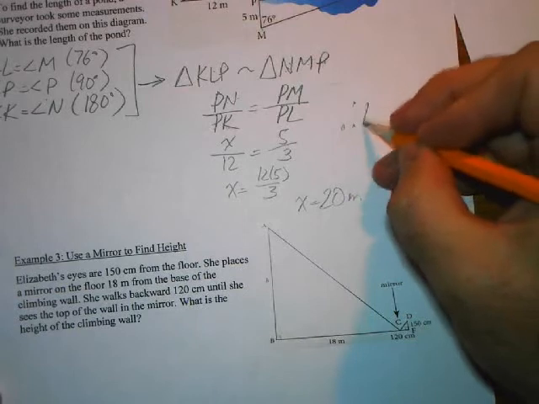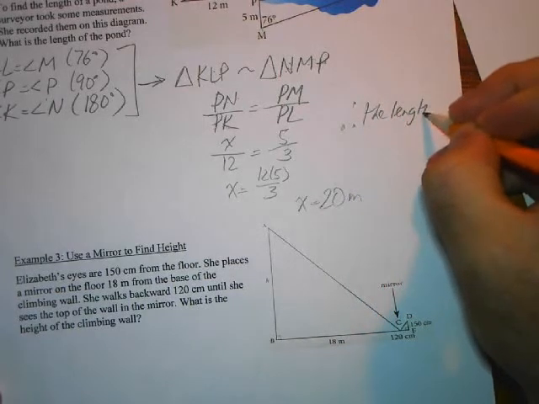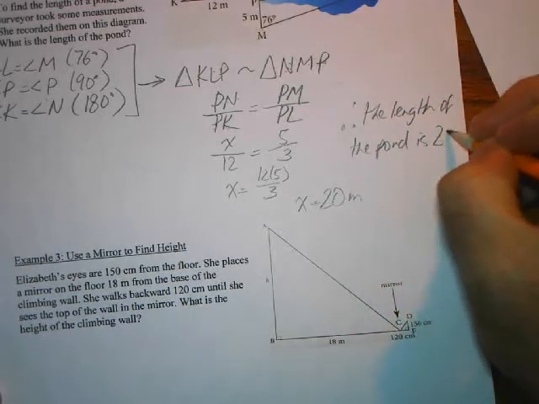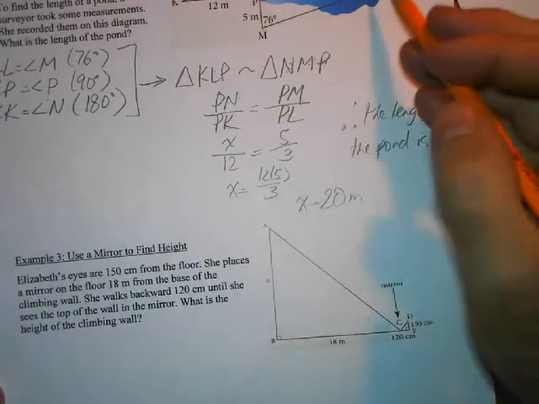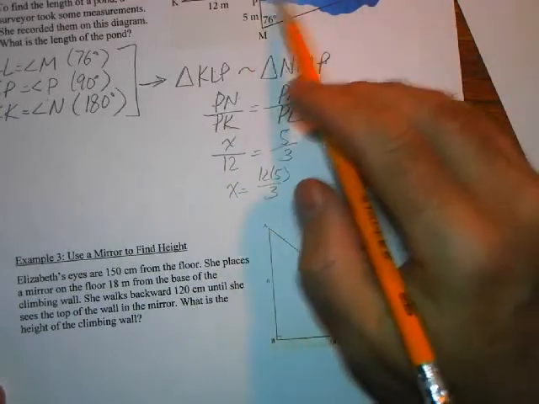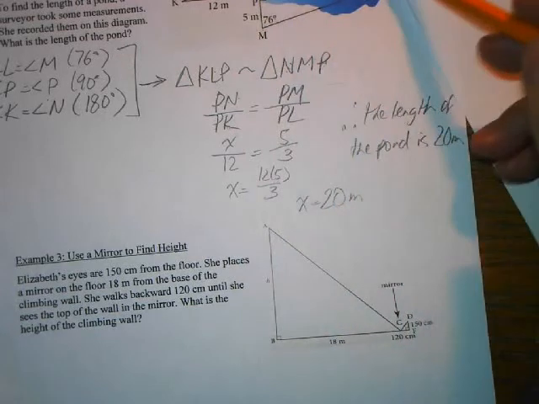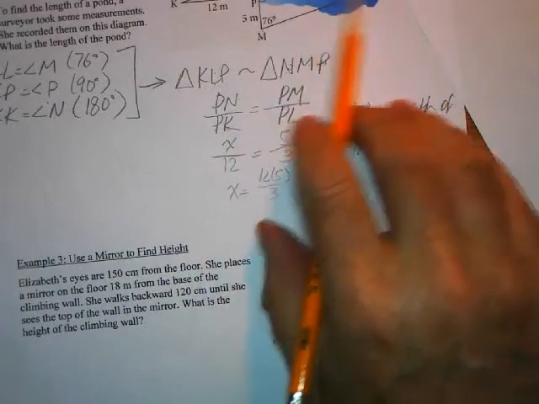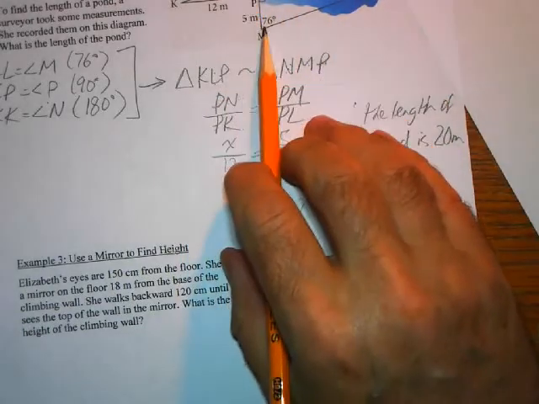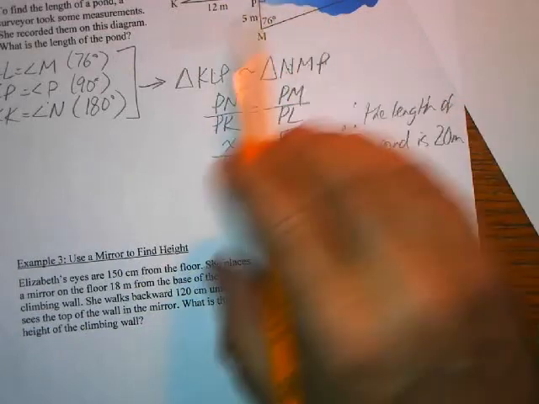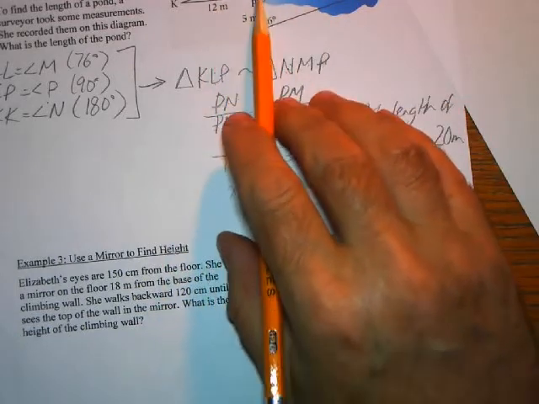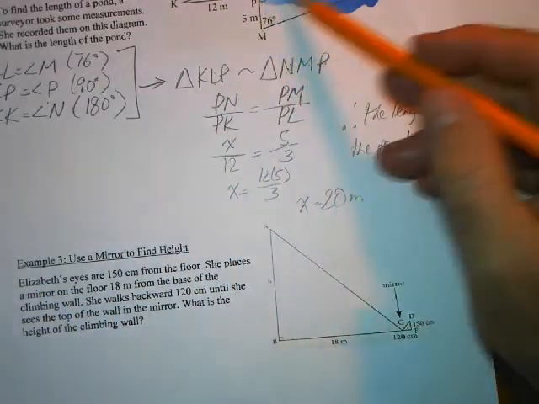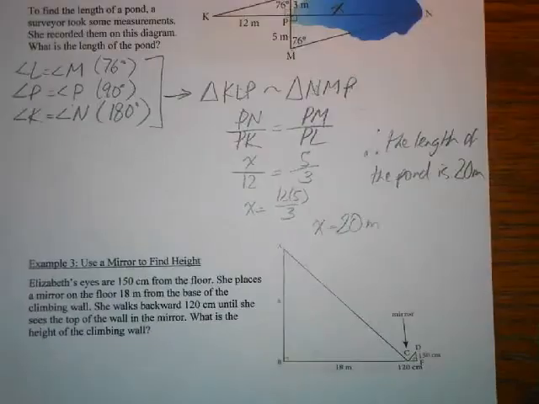So therefore, the length of the pond is 20 meters. And that's pretty cool. Just like finding the width of a river, you don't even have to get wet to measure how wide this pond is. You don't have to go to the other side of the pond. If you set up some triangles where you know certain angles are the same, then you just measure these three sides here, 1, 2, 3, and you can solve that unknown side through the similar triangles.